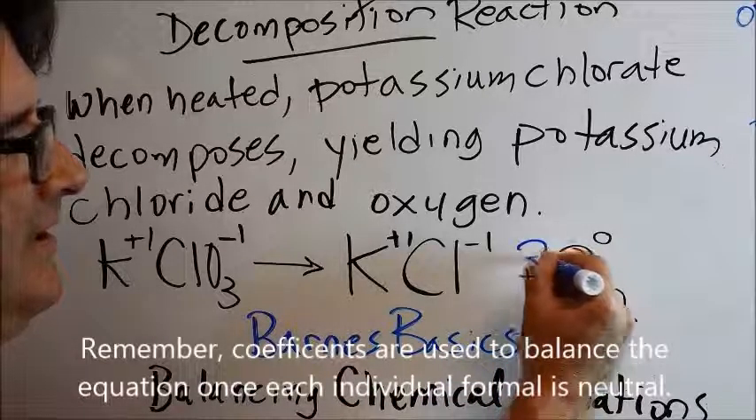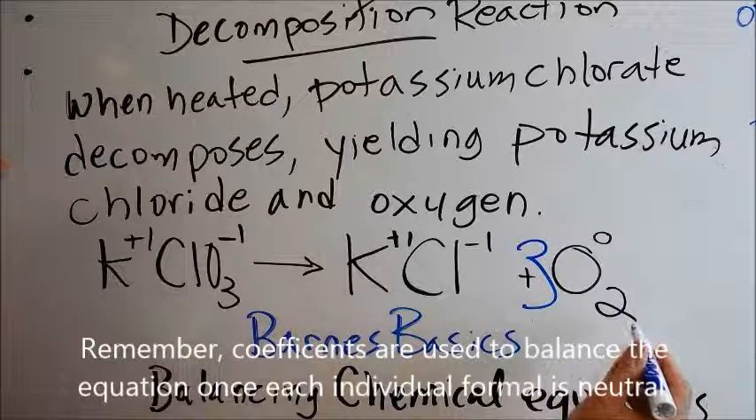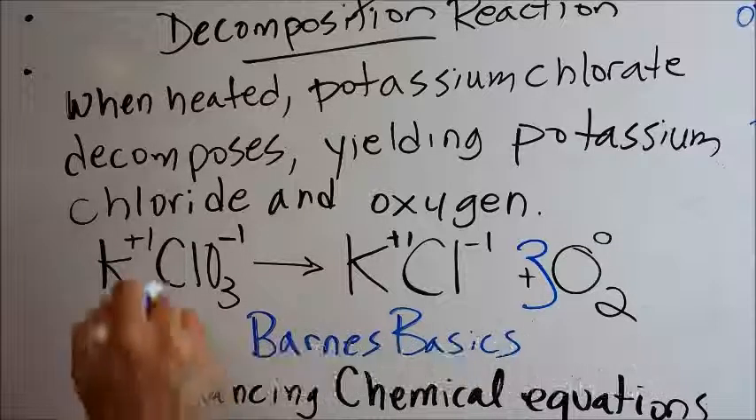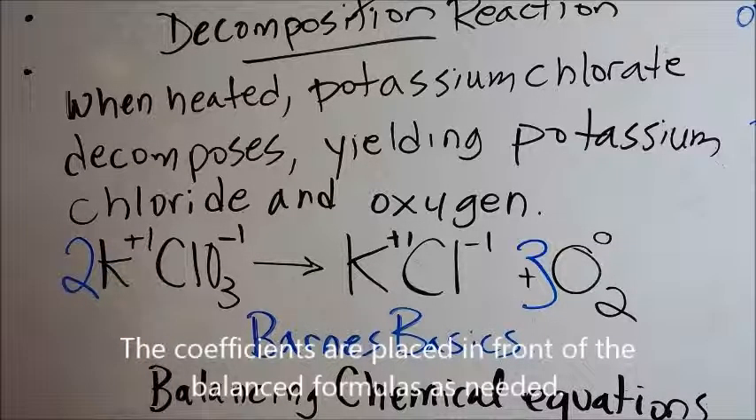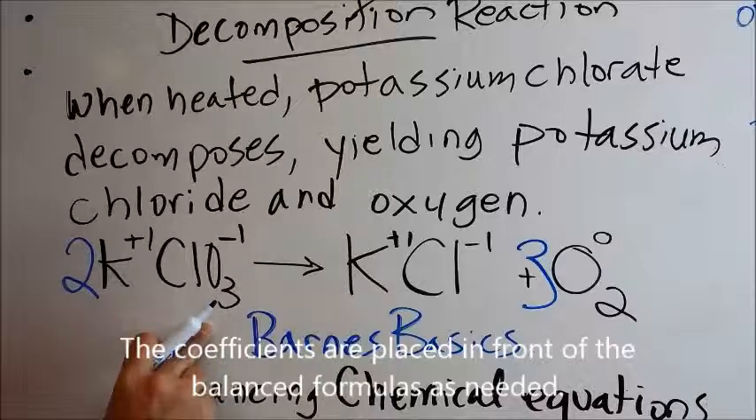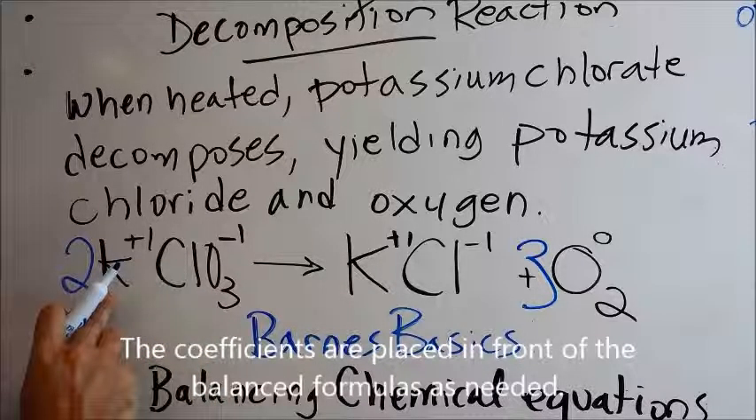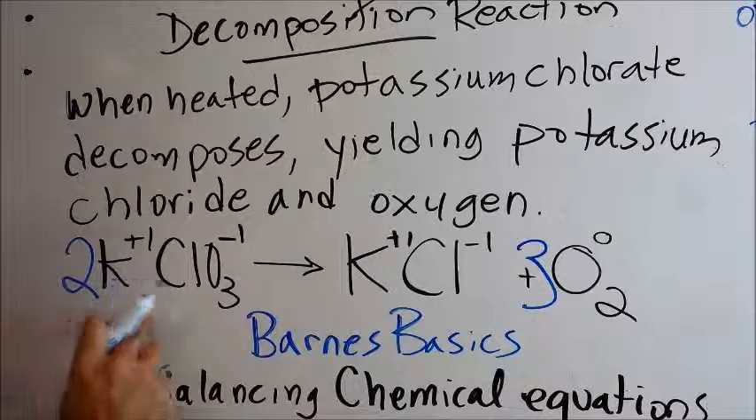Let's put a 3 in front of the elemental oxygen. We'll have 3 times 2 is 6. And then let's put a 2 in front of the potassium chlorate. 2 times 3 is 6. And now we have 2 potassiums and 2 chlorines.